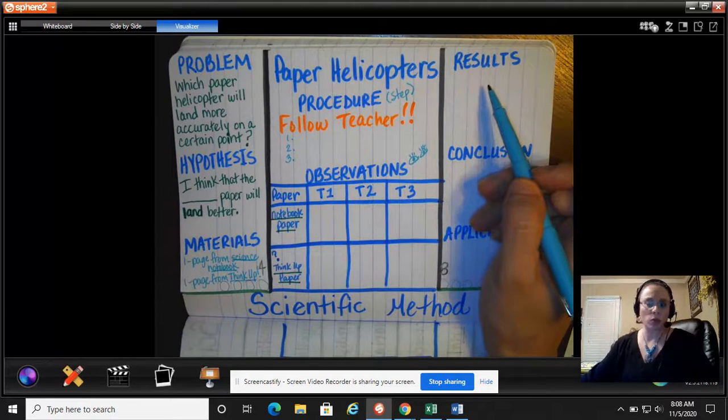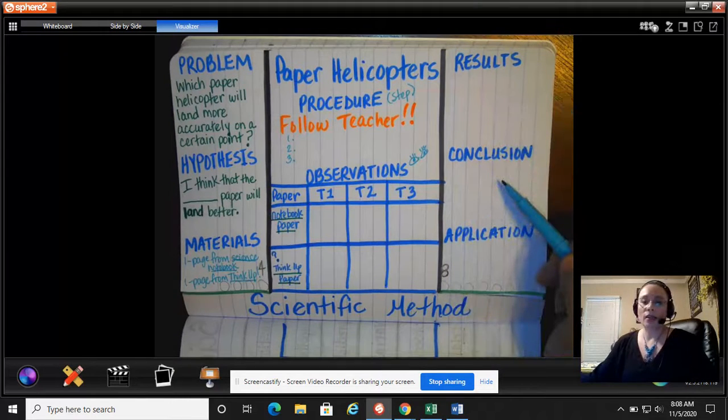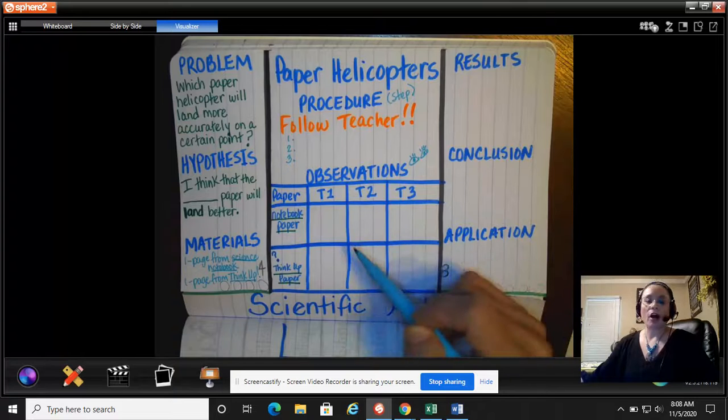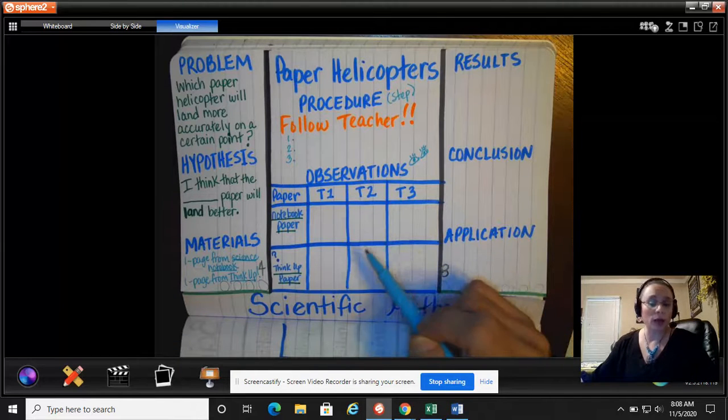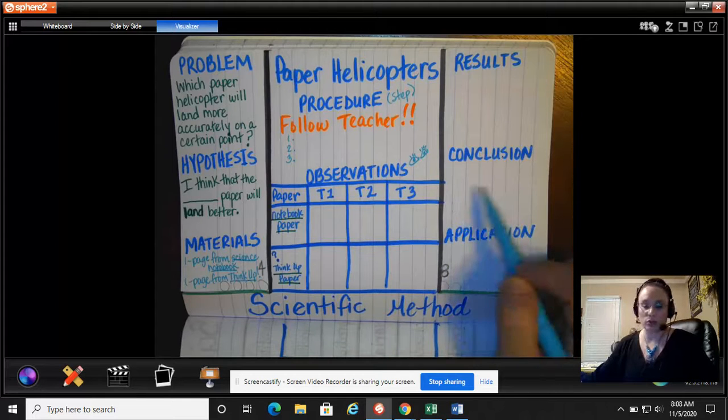Once I'm finished with the experiment, I have to record what happened. How many times did it work? How many times did it not work? Those are my results. Once I have my results, I can draw a valid, educated conclusion based on what happened here. And I also can say, was I correct in my hypothesis? Was I not? And why? So I explain that in my conclusion.